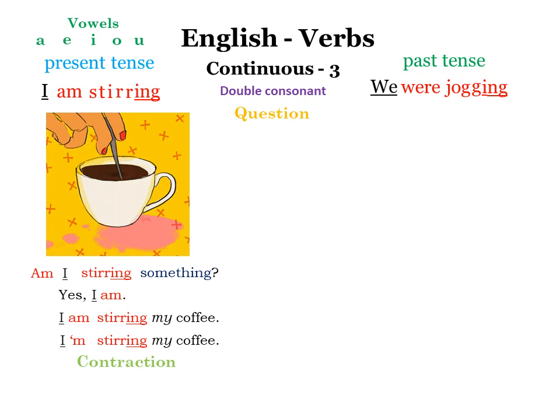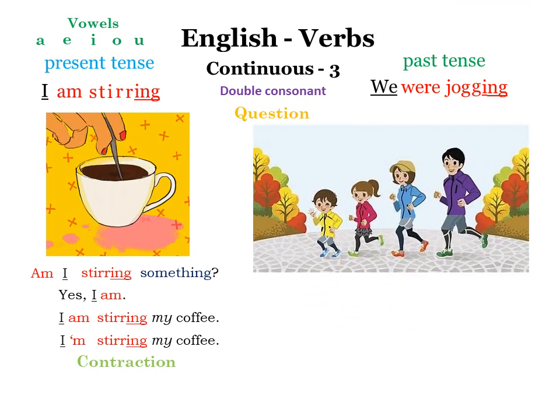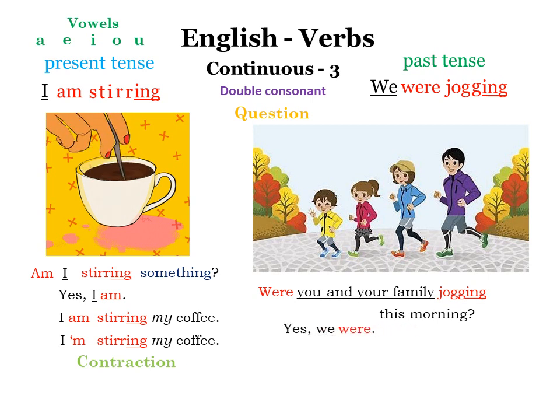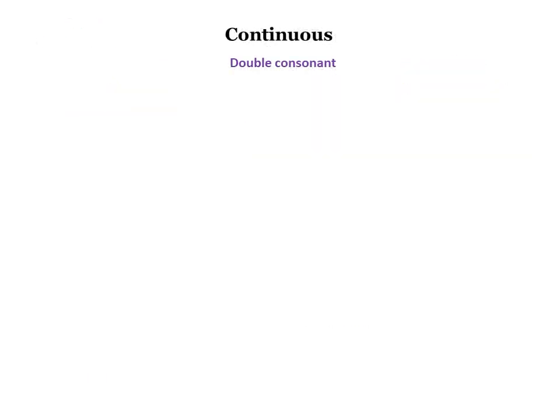We were jogging. Question. Were you and your family jogging this morning? Yes, we were. We were jogging in the park. Present tense is when, add another N, and ing, is winning.